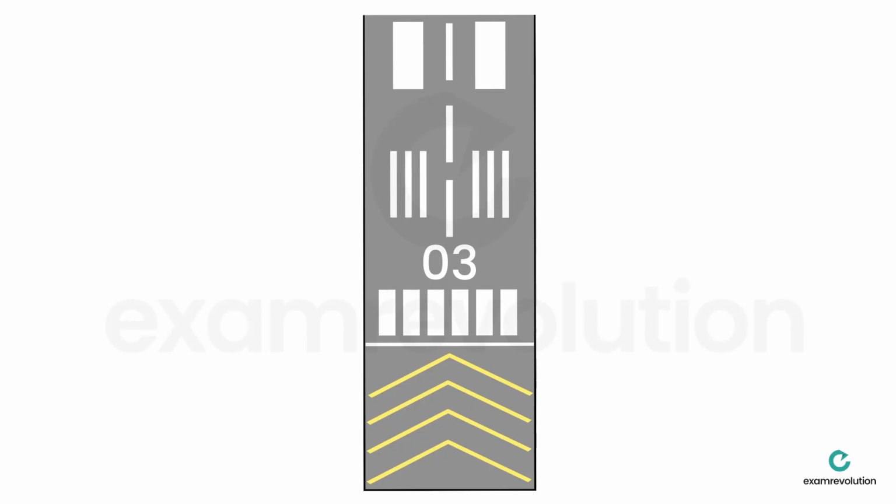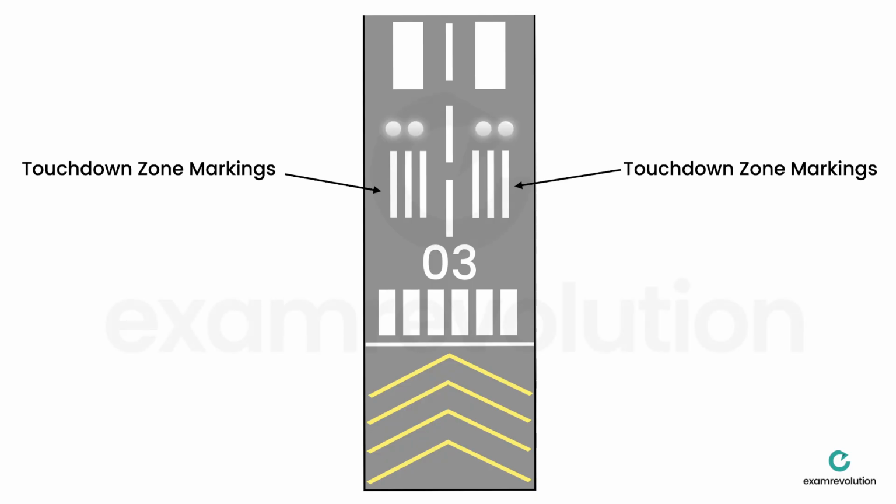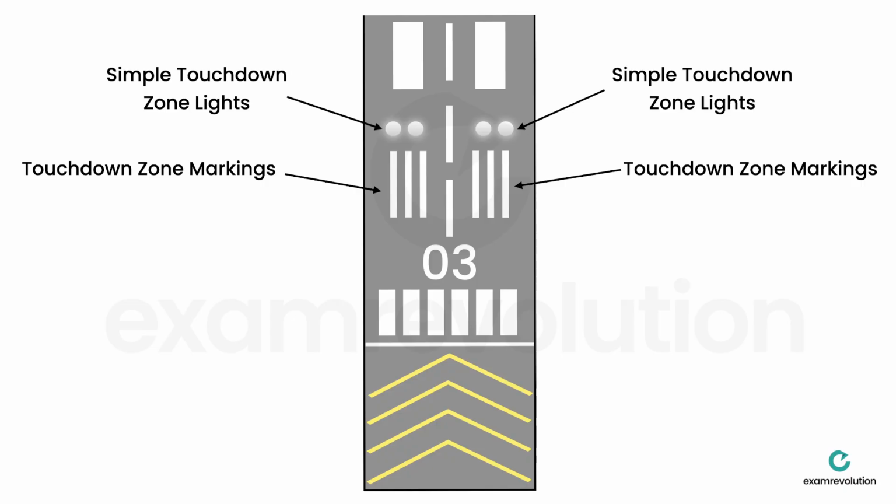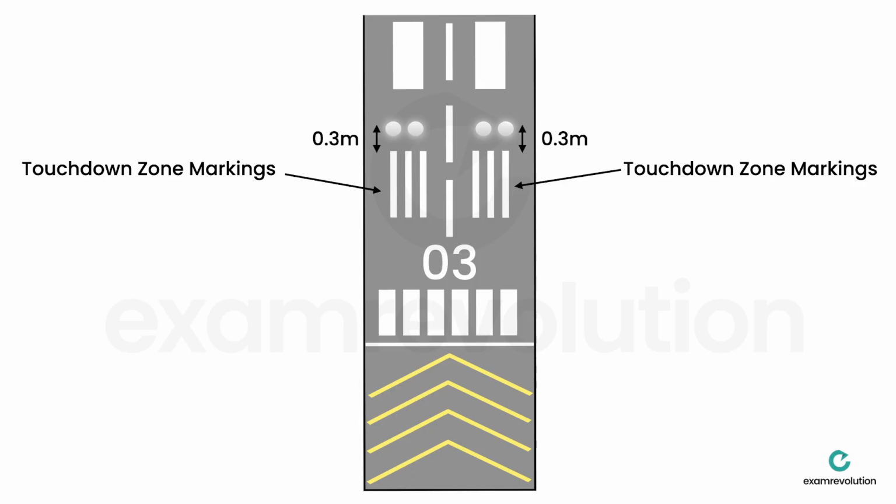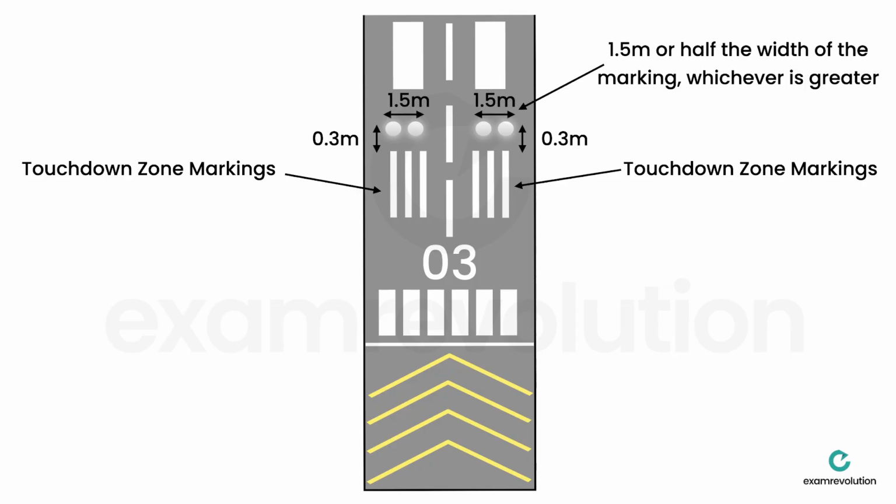So if that's what the runway looks like, then simple touchdown zone lights would be those white lights that you see over there, those little round ones. And now obviously you know by now the touchdown zone markings, those are those 3 blocks on the left and 3 blocks on the right hand side. And your lights are actually after them, right? So simple touchdown zone lights would look like that, 2 on the left, 2 on the right. And then they would be 0.3 meters from those touchdown zone markings. And they would be spaced 1.5 meters or half the width of the marking, whichever is greater. So that's how they would place them.